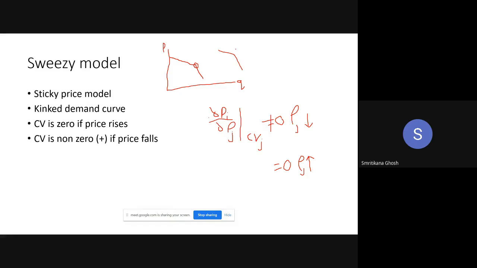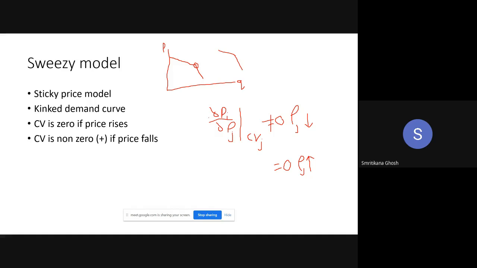And you can ask me, why, ma'am, are you starting from here? There is no explanation for that. I'm sorry. It is not given in the Sweezy model why we are starting from here. Why not here? Why is it from here? It is said in the Sweezy model that there is a price given in the market. Say it is here. And given that price, if you increase the price, what will happen? If you reduce the price, what will happen? That is the concern of the model. But why this price is the existing price is not explained in the model. Okay.